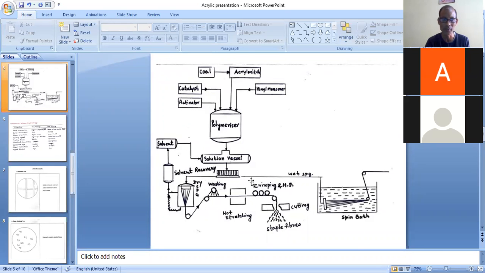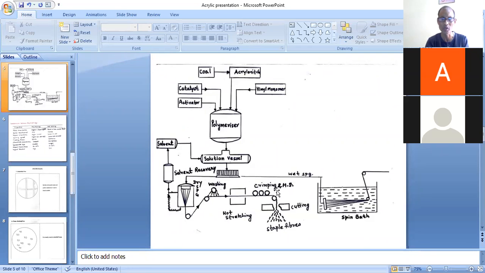So if we are going for dry spinning, this solution is passed through spin rate and coming out as a filament into this vertical column where we are passing the hot air. So when we are passing the hot air, the solvent is evaporated. The solvent which is evaporated is taken into the solvent recovery plant, and we are again getting the solvent here, which can be used again to make the solution. And after spinning, this filament is washed here by spraying the water, and then hot stretching is done to make the polymers more oriented towards the fiber axis.